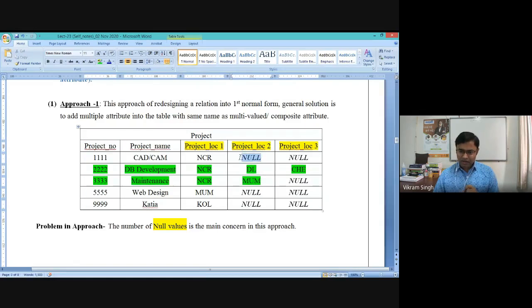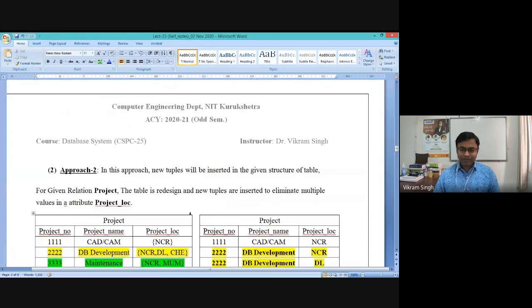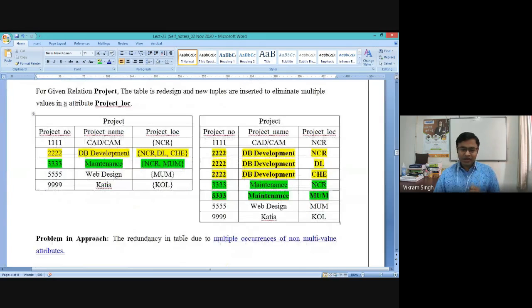The issue is that we are having null values. You can see the null values. So this approach has a number of null values, which is the main concern with it, right? Now let's go for the second solution.